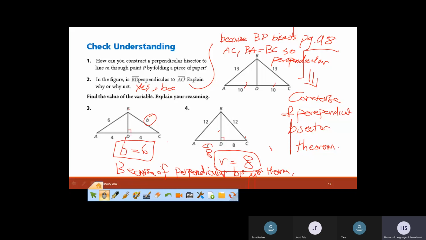Here, number 4 is different. They told you that you have a point equidistant from the endpoints of the line, and it is perpendicular. Can we say it is a bisector? Yes. So, if this is A, this will be what?